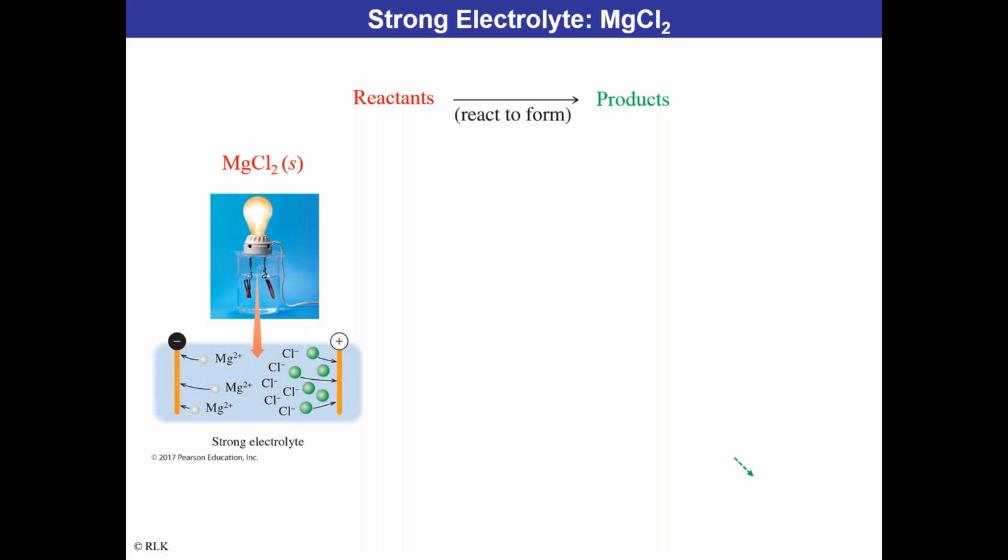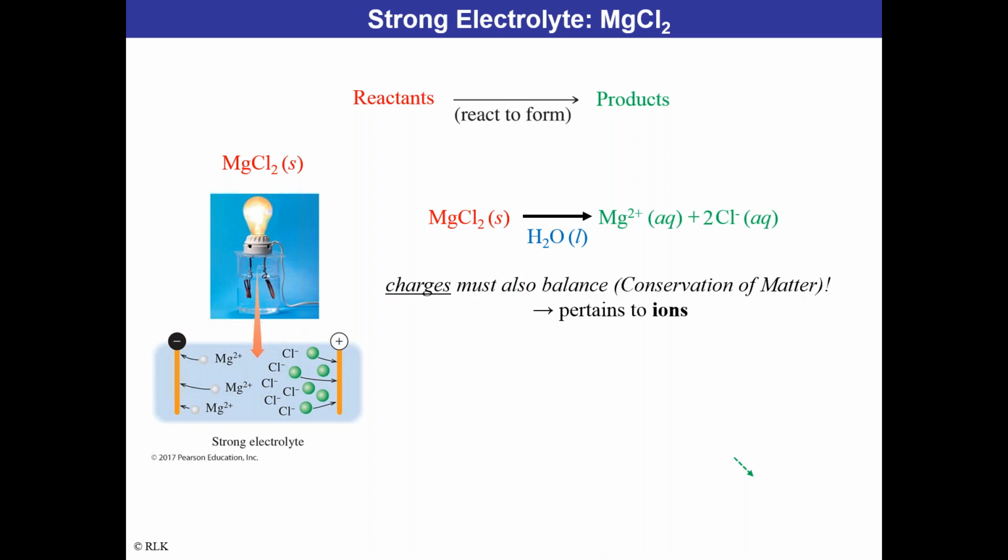We will definitely come back to that later when we talk about acids and bases. But let's take a look at magnesium chloride a little more closely. You know that if magnesium chloride were to dissolve in water, it would form magnesium ions and chloride ions, right? And that's how you would write it, and of course you would balance it. The charges must also balance because this is conservation of matter, and it also pertains to ions.